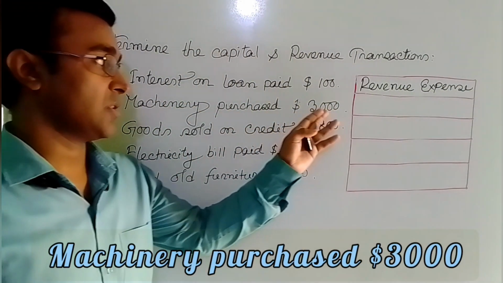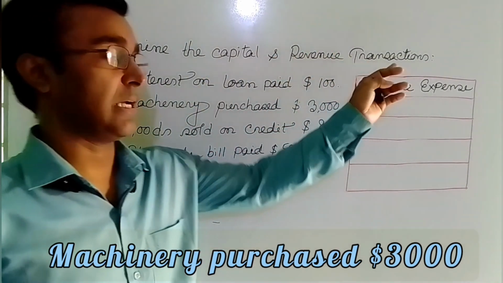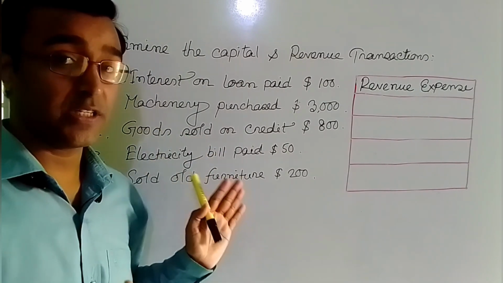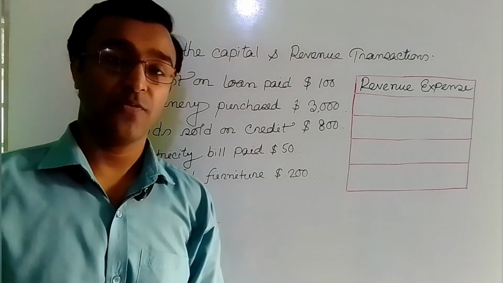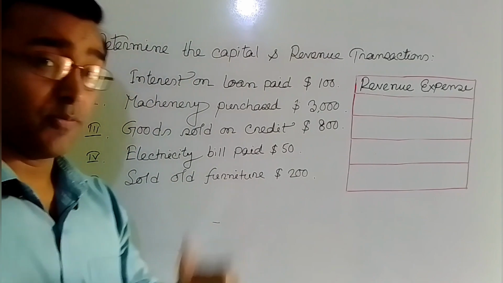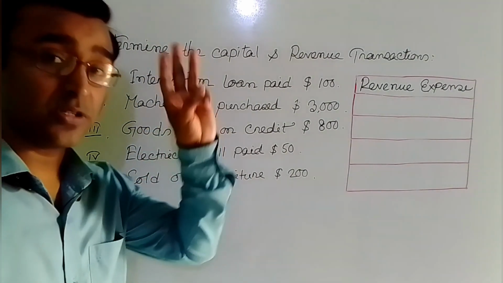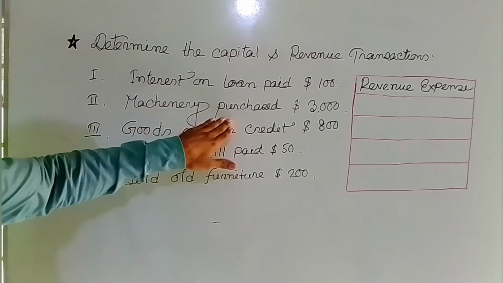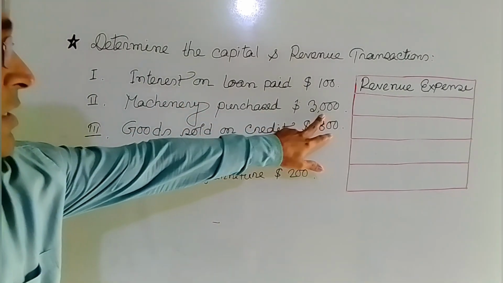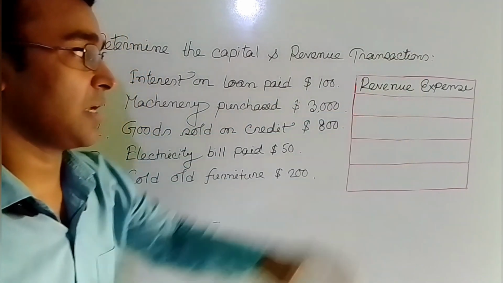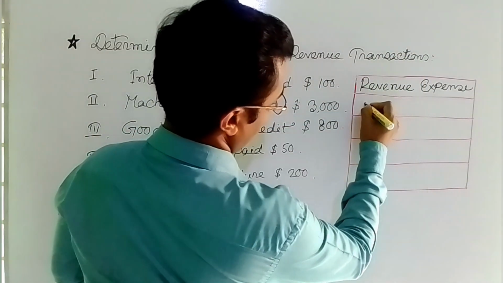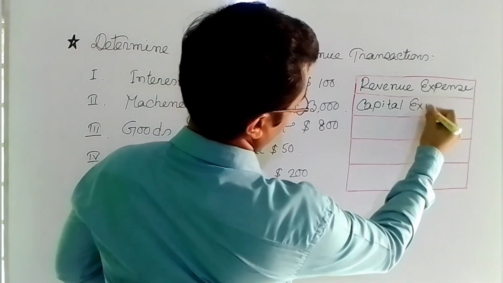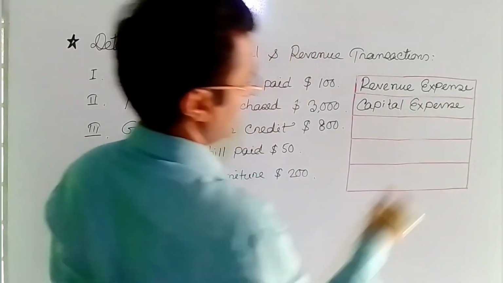Machinery purchased $3,000 is one sort of capital transaction as well as capital expenditure, because it's one kind of irregular activity and will provide us long-term benefit in future. And we have already found the total similarities with these 3 characteristics of capital transaction. Number 1, irregular, long-term and large amount of money. That's why it goes to capital transaction as well as capital expenditure. I'm writing here capital expenditure or capital expense. Okay.